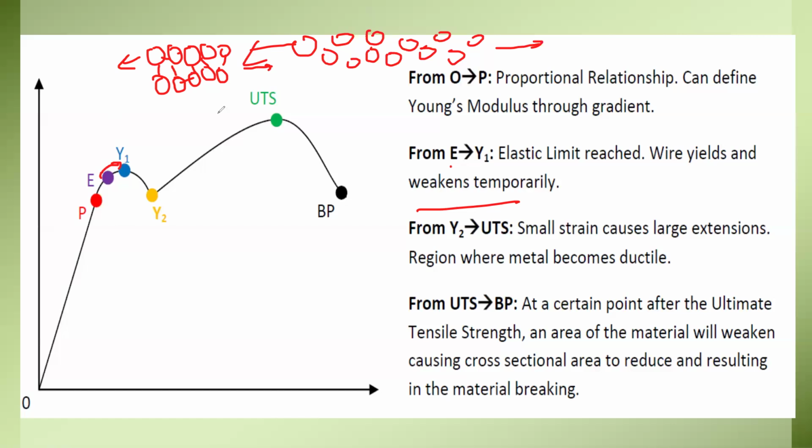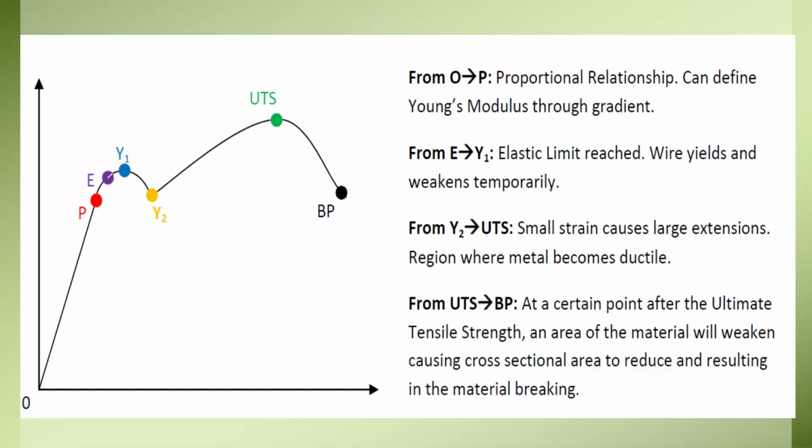Is it clear till this point? The explanation from P, E, and Y1. Anyone having a doubt till this point?